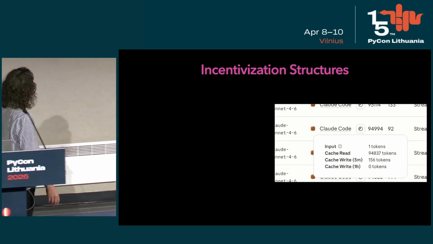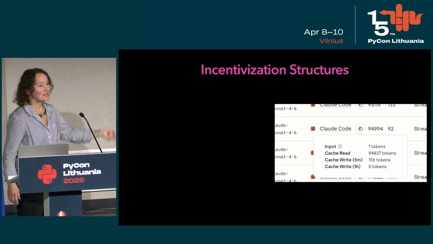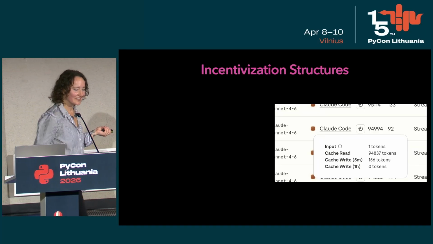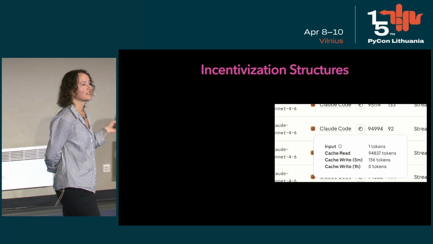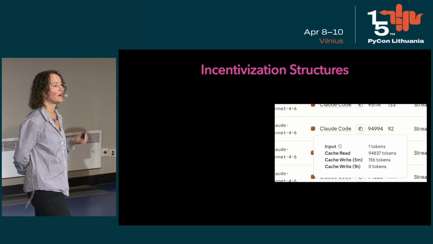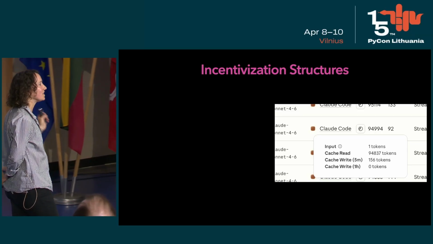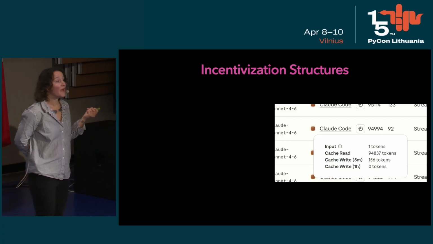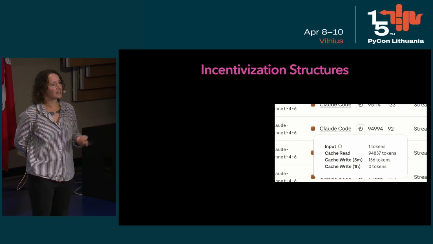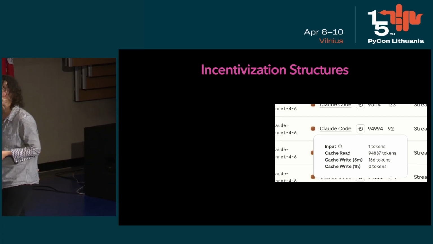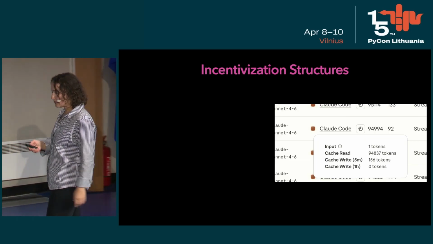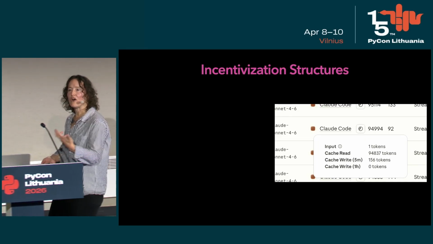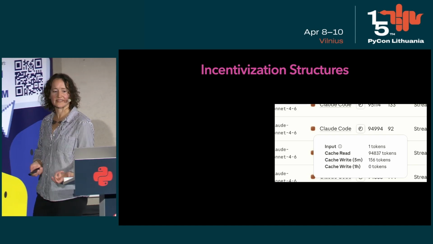The input is 1 token. What's the cache read? Nearly 100,000 tokens. Cache writes, right? These are just basic check-ins: what's running, what tools are there, what other stuff is there. There's some telemetry data and other things like this. You pay much less for cache reads and writes, but you still pay for them. And so I'm wondering when I'm using these tools: is all of this really necessary?